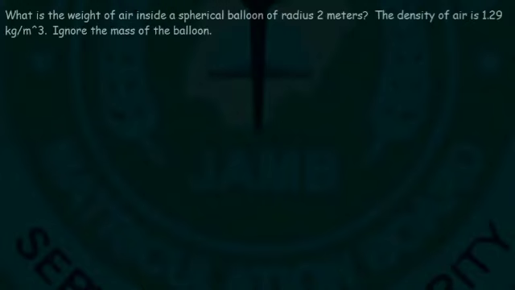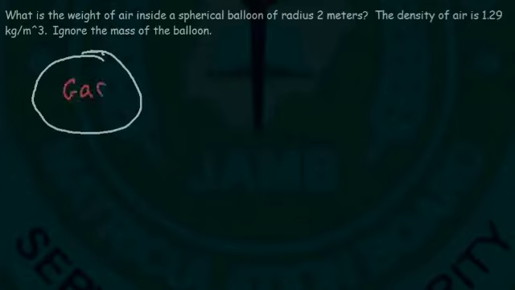Let's try this problem. What is the weight of air inside a spherical balloon of radius 2 meters? And you're given the density of air. Ignore the mass of the balloon. Feel free to pause the video and try this example. So let's say we have a balloon that has a spherical shape, and there's gas particles inside the balloon. And the gas, even though it's light, it does have mass, so it exerts a downward weight force. What is the weight force of those gas particles?